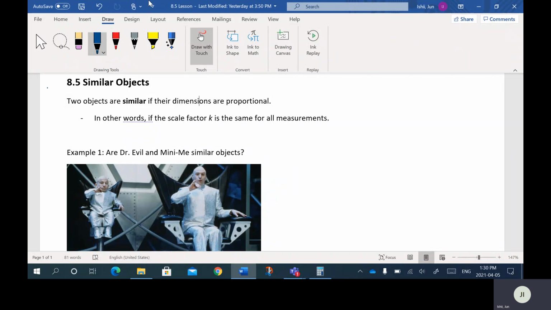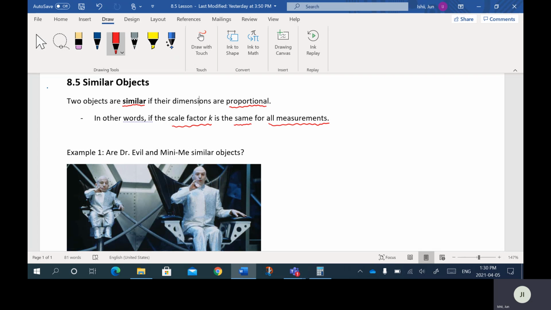The next lesson is on something called similar objects. What I'm going to start off with is defining what similar objects are. Two objects are similar if their dimensions are proportional. In other words, if the scale factor, k, is the same for all measurements.